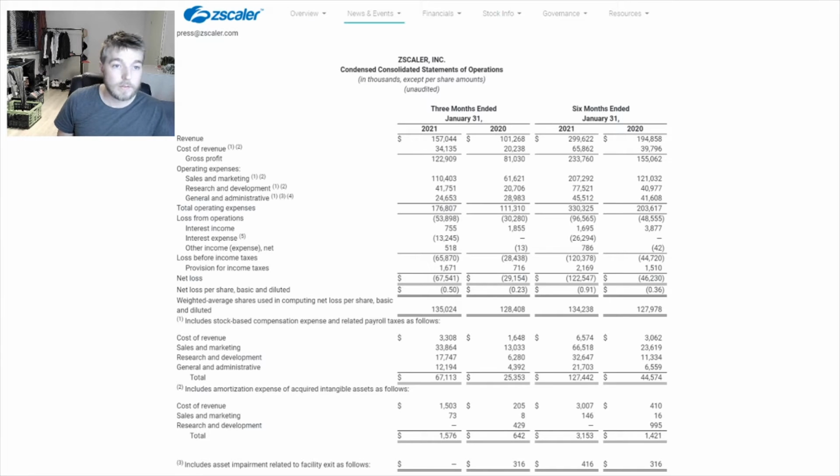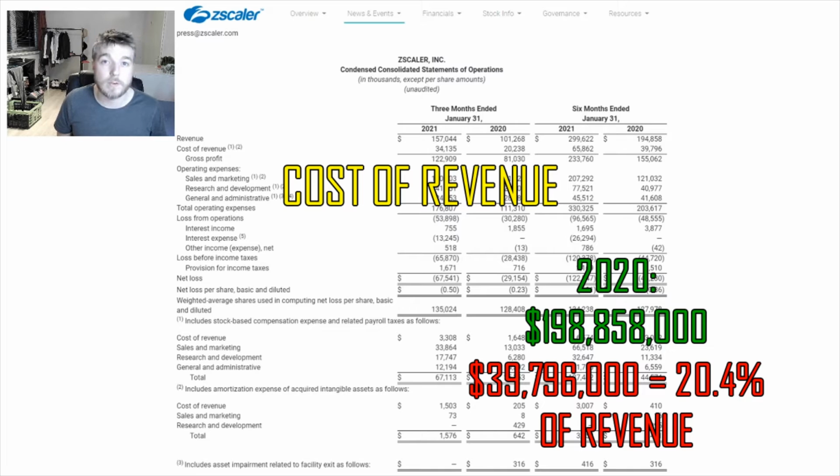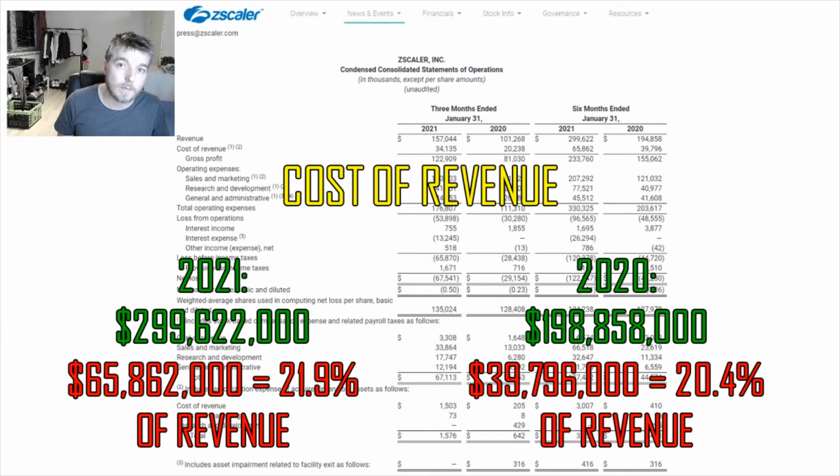And their cost of revenue relative to that actually reduced quite a bit as well. So when we look at the revenue and we look at the revenue compared to the cost of revenue leading up to January 31st, 2020, their cost of revenue was about 20.4% of their revenue. But when you compare the cost of revenue to the revenue of the 6 months leading up to January 31st in 2021, their cost of revenue was 21.9%. Now that is quite concerning.